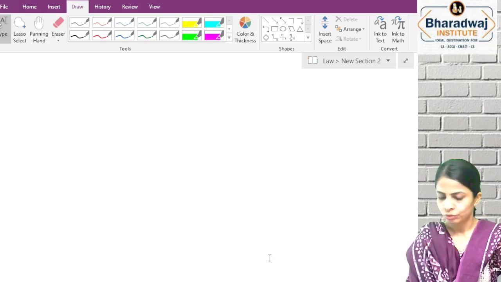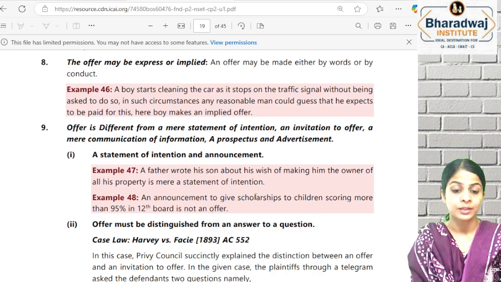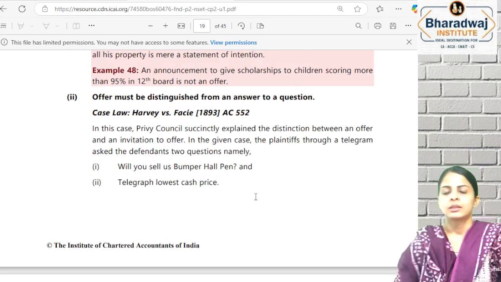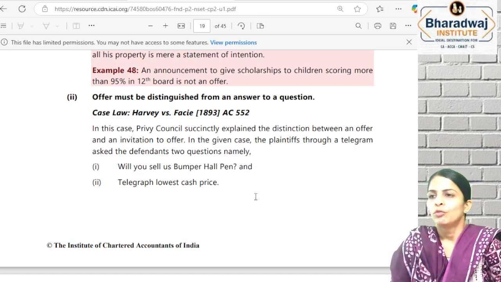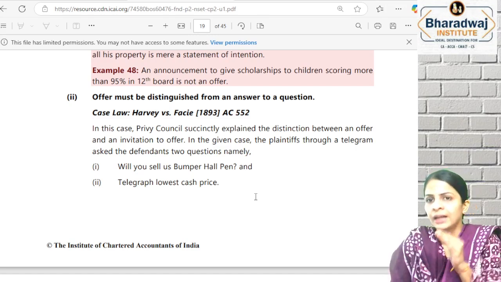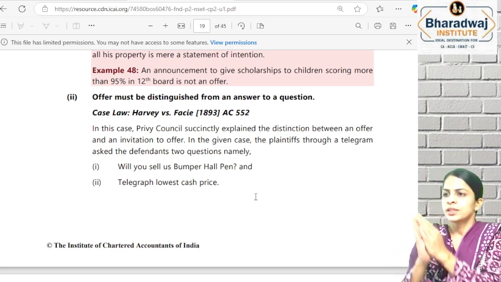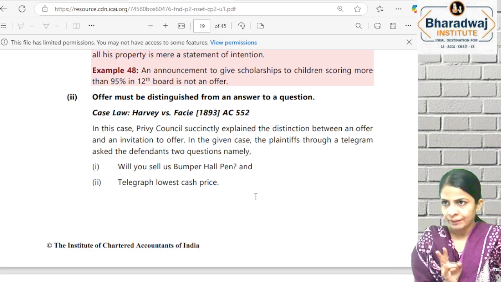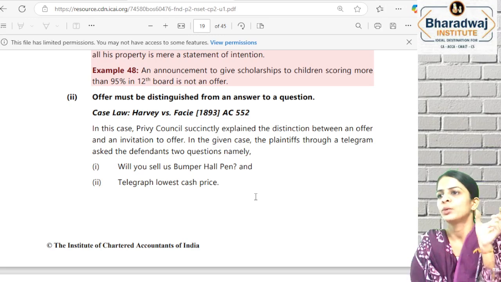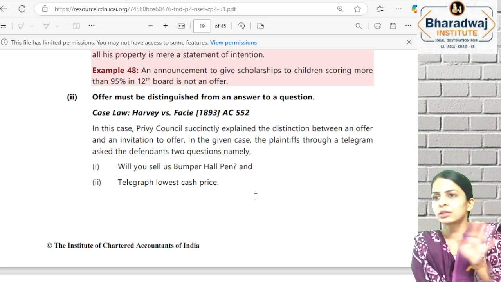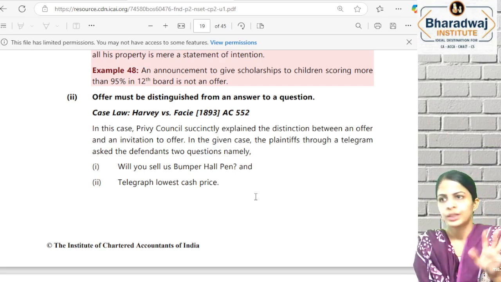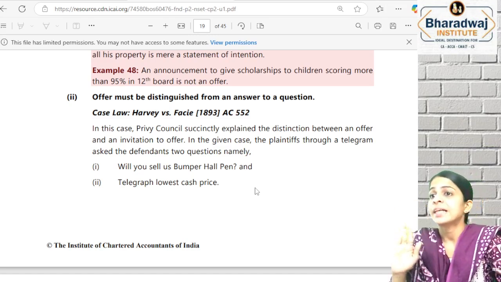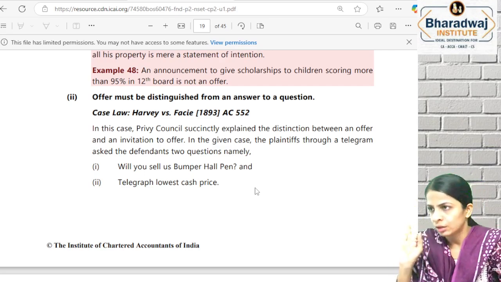Two minutes I give you, just go through. There is a case law also here, Harvey versus Facey. In this, what happens? One particular person makes an enquiry, telling, will you sell us the Bumper Hall Pen and at what price? Supposing Mr. A has asked, will you be able to sell us and at what price? B just quoted the price: we will be able to sell you at rupees 200. He never answered the first question, yes, I will sell you. He did not answer that. He just quoted the price. Quotation of price is not an acceptance. It is just an offer. Understood? Clear?